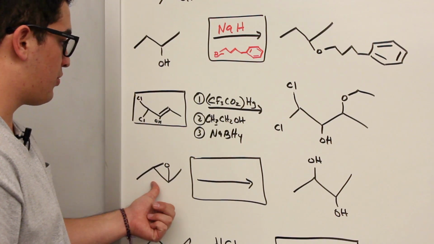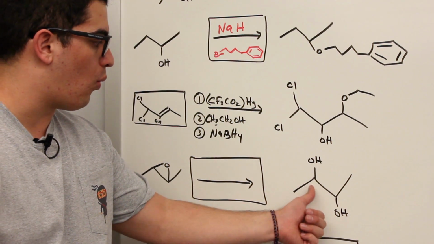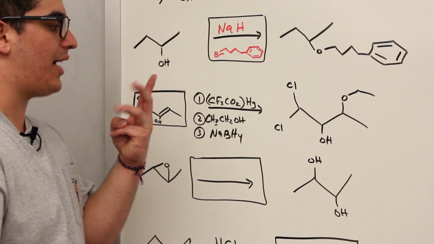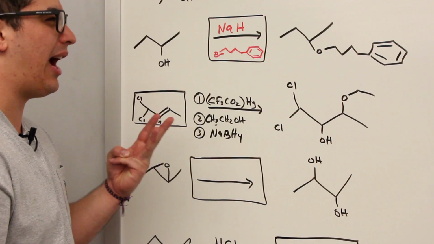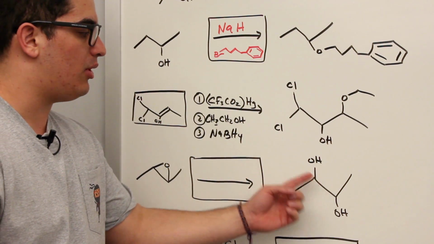All right, what about this one? We have an epoxide, and we turned it into a 1,2-diol. Well, I had 3 reactions. One was the binary acid, one was the base catalyzed, and one was the hydronium one. But I remember the hydronium one was the one that gave me the 1,2-diol.